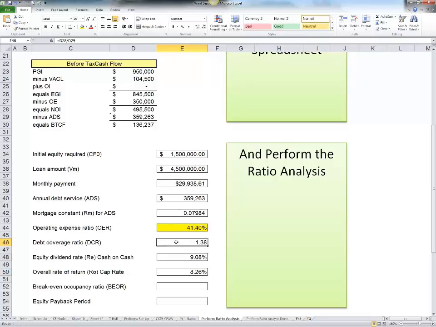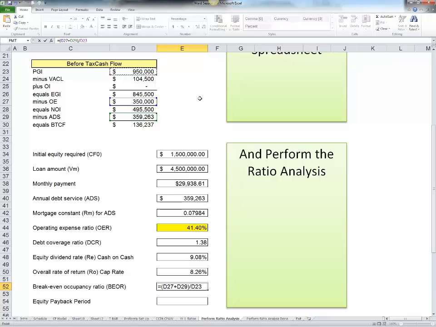Now let's take a look at break-even occupancy. I like break-even occupancy, and this is a two-part numerator, so we're going to have to open parentheses. And what we've got is everything that goes out the door. Well, what goes out the door? Operating expenses and annual debt service. Close the parentheses, and then we'll put in the denominator. What do we have to pay all that with? Our potential income. Pretty simple.